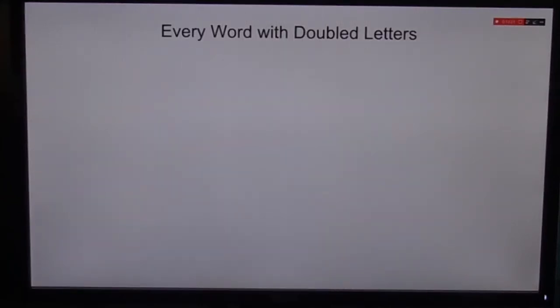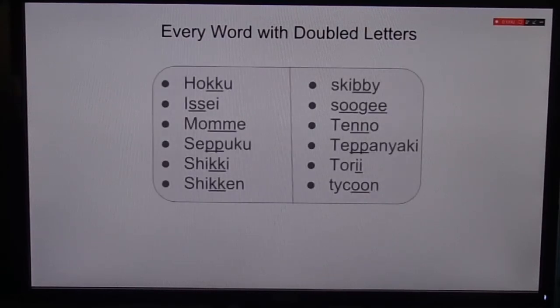Also, one major thing, Japanese has very, very few cases of doubled letters. There's only 12 words that have doubled letters. That's so few, I can list them all here. There you go. They're Hokku, Issei. In Issei you can see that sei root word meaning generation. That's why it has double S. Also Mami, Seppuku, Shikki, Shikkin, Skibi, Suji, Tenno, Teppanyaki, Tori, and Tycoon.